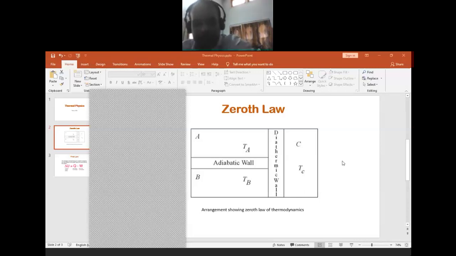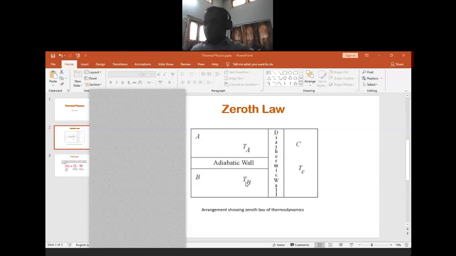So zeroth law of thermodynamics, the statement I am repeating. This law states that if two systems are separately in thermal equilibrium with a third system, then they are also in thermal equilibrium with one another. That means in this figure, I hope all of you can see this figure, A is in thermal equilibrium with C. Similarly, B is in thermal equilibrium with C. I mean, temperature of A is equal to temperature of C, and separately temperature of B is equal to temperature of C. In that case, what will happen? Temperature of A will also be equal to temperature of B. That means TA will be equal to TB, and more or less that is the main statement of zeroth law.